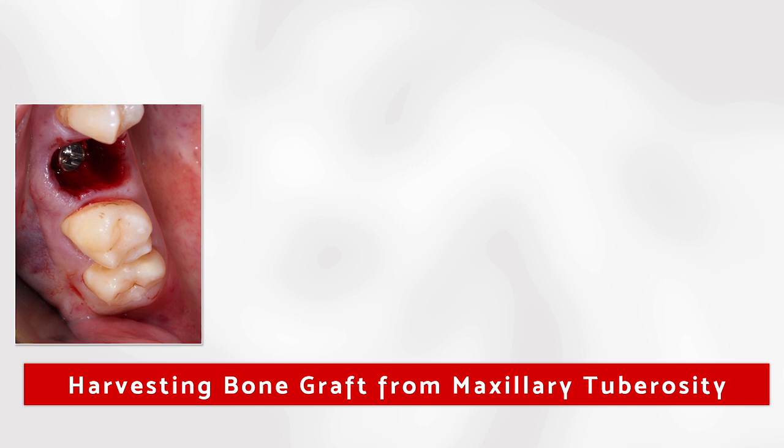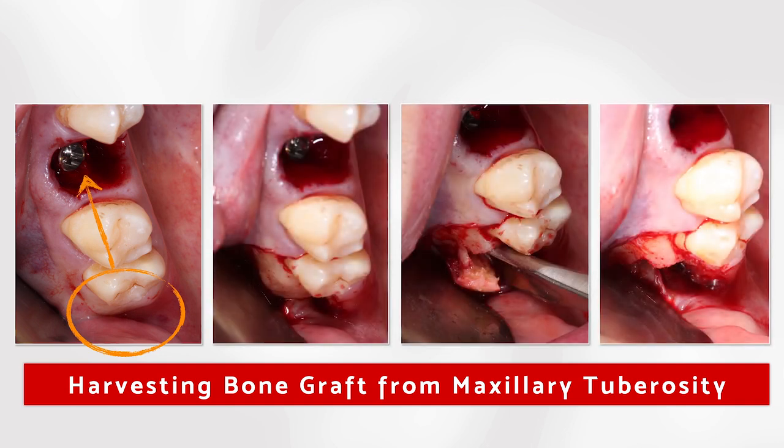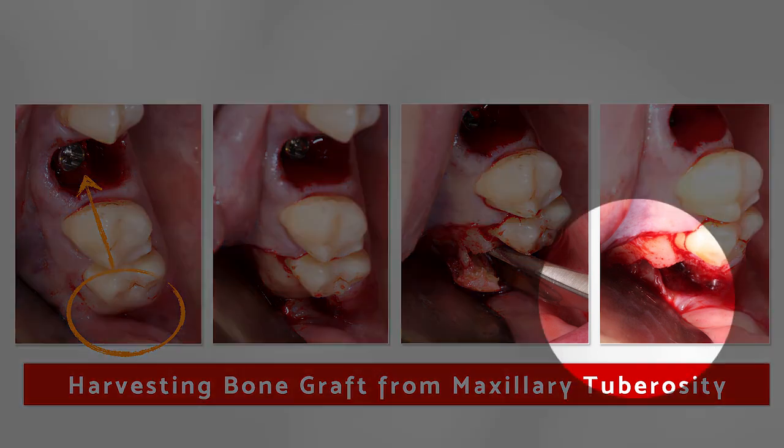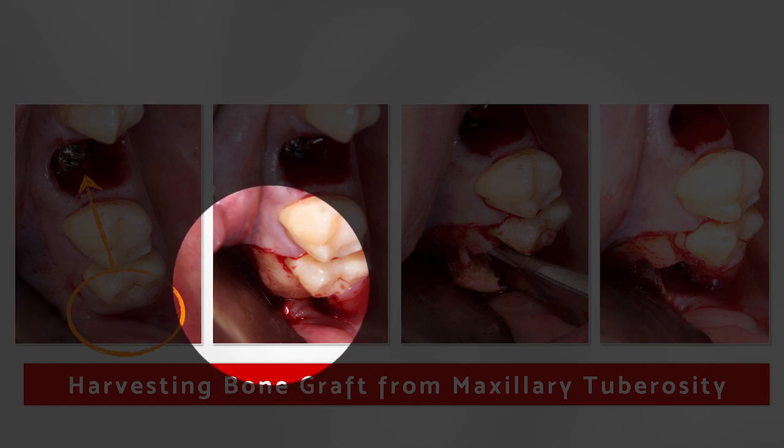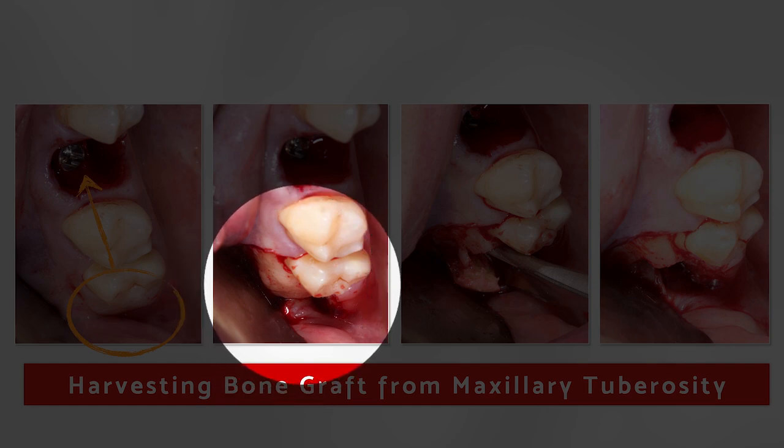We harvest bone graft from the maxillary tuberosity. We just move bone from here to here. So the flap was reflected, and take a look at the amount of bone that we have available all around this area, from the outer aspect of the tuberosity and behind the wisdom tooth.